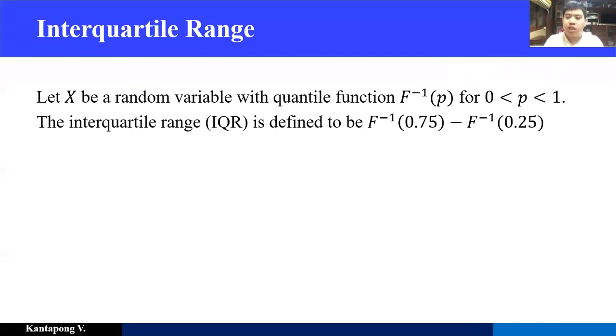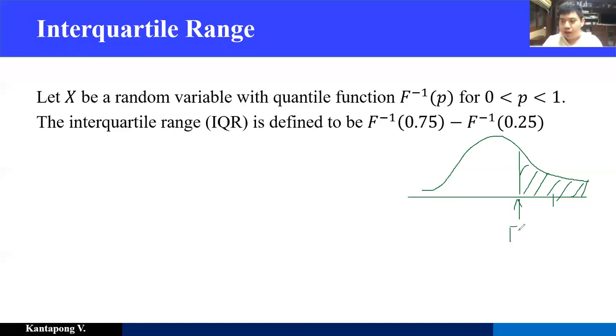The next concept is the interquartile range. The interquartile range is another way to characterize the variances. Let me draw the picture. If 25% of the area is on the right, let me say this is 0.75, right? So what is this number? It's a quantile function, right? Remember in chapter 3, F inverse of 0.75. And how about this one? F inverse of 0.25.